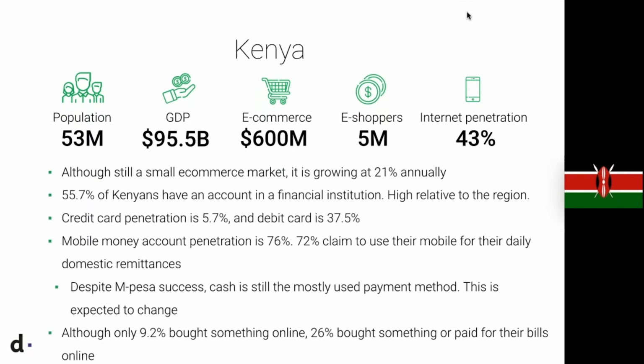Although 9.2% of e-shoppers bought items online, 26% paid for something or paid bills online. Just to quickly differentiate between that. When we're talking e-commerce, in terms of online payments, we'll separate it from bill payments. Bill payments would mean me buying airtime, paying for my utility bills or TV subscriptions, like local TV subscription. Whereas for e-commerce, we're looking at digital services purchased from online stores rather than mom and pop stores.